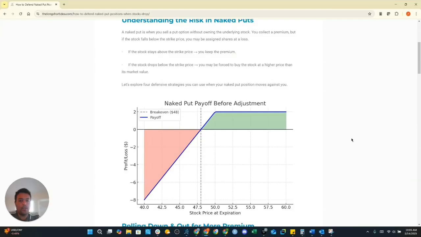So this is what the payoff diagram looks like. Obviously, anything above the strike price is your profit, and anything below the strike price minus the premium that you received is a loss. Your strike is at 50 here, for example. You've received $2.50 in credit, so now your break-even point is 47.50. Depending on how much premium you collect, that's what your break-even point is.